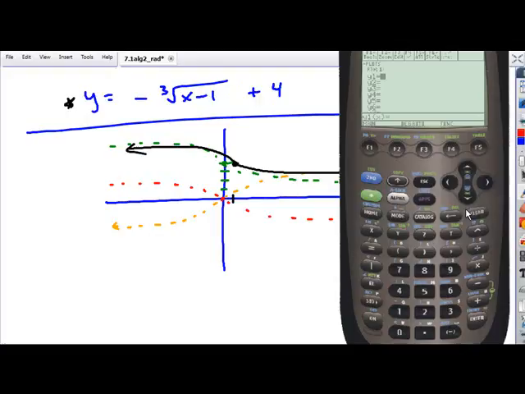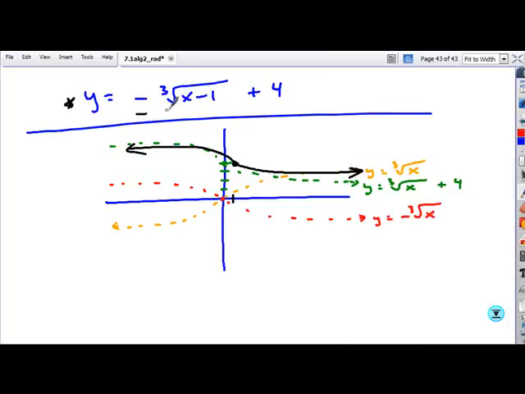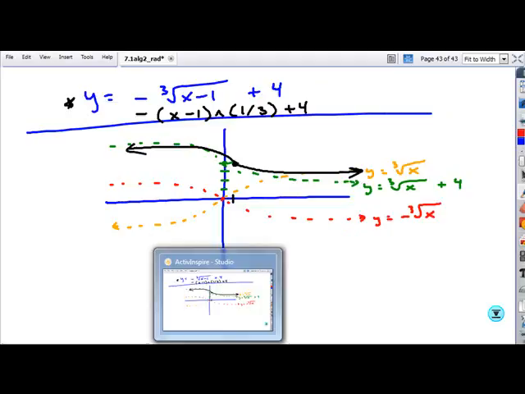Now there are no cube root buttons, so how would we have to express that on our calculators? X to the power of 1/3, right? So when you look at this, we do have to make a quick little adjustment: x minus 1 to the power of 1/3. Okay, so this is how we would need to enter this.